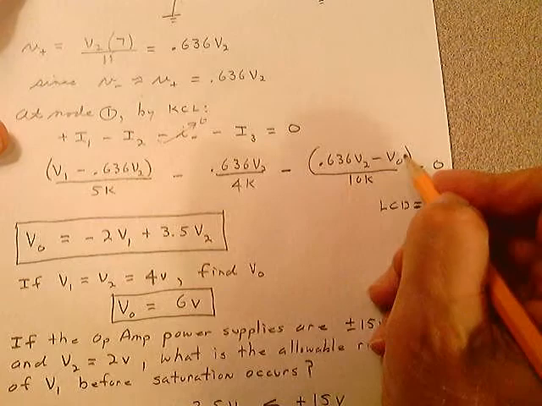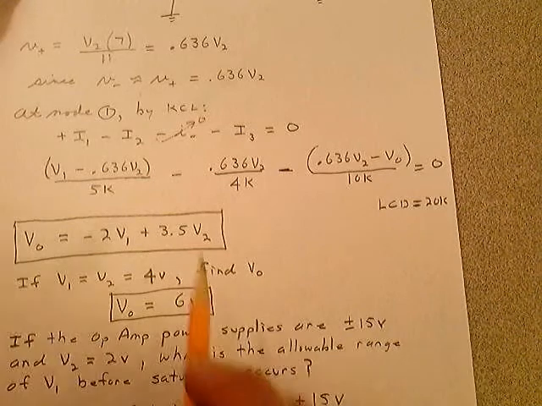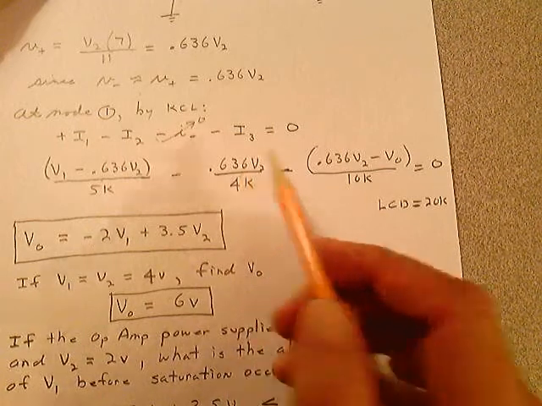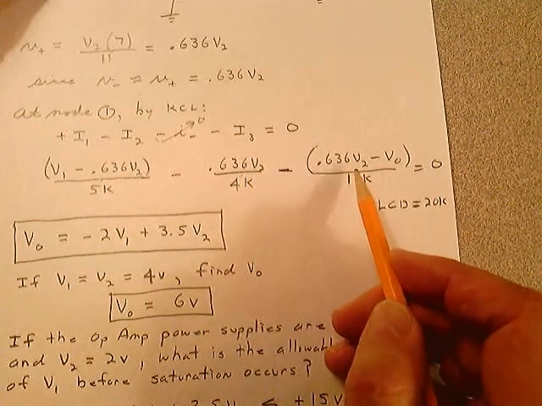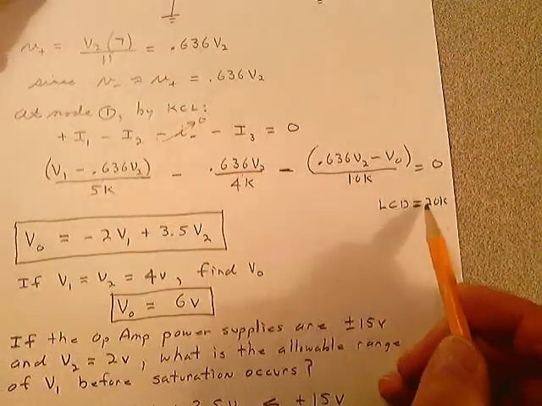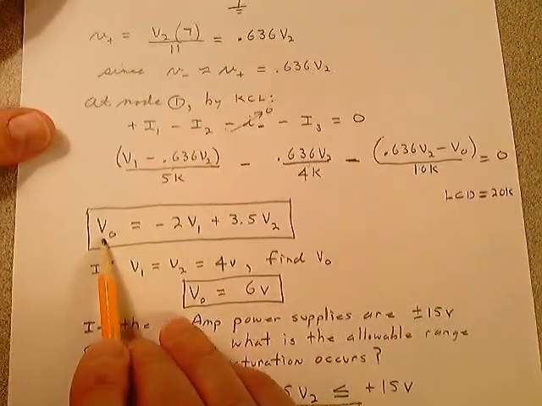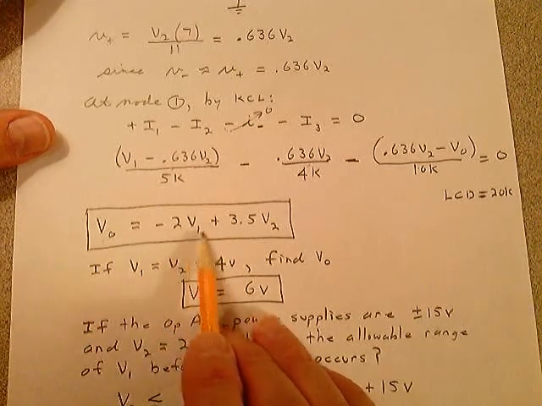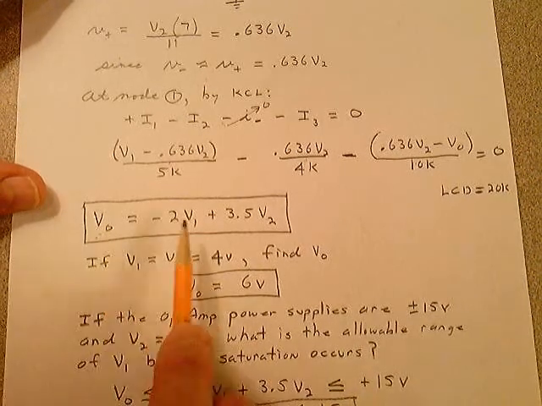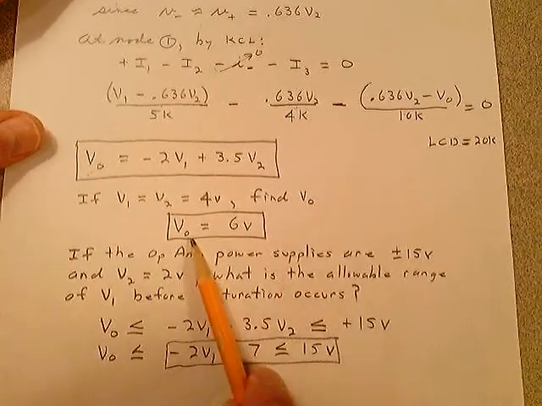Make sure you put these parentheses in or you're going to miss. Students miss that minus distribution every time. This is I1. Look at the circuit. This is I2, look at the circuit. And this here is your I3, look at the circuit. Obviously I minus went to 0 here. Least common denominator was 20K. I multiplied through by 20K, cleaned that up. Here's my expression. V out is equal to negative 2 V1 plus 3.5 V2. V out in terms of V1 and V2. They said if V1 is equal to V2, which is equal to 4 volts, find V out. V out is equal to 6 volts.